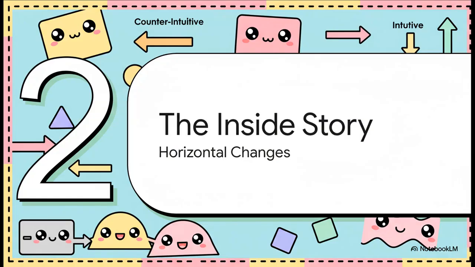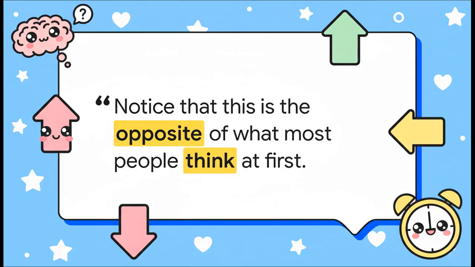Okay, you ready? Let's move to the inside story. These are the changes happening inside the function's parentheses. And this is where things get a little weird, because what happens on the inside is almost always the exact opposite of what your intuition tells you. You know, what's really cool is that the source material for this actually calls this out. It says right here, this is the opposite of what most people think at first. So if this next part feels a little backward to you, you're not going crazy. It's a super common hurdle, and we're going to jump over it right now.